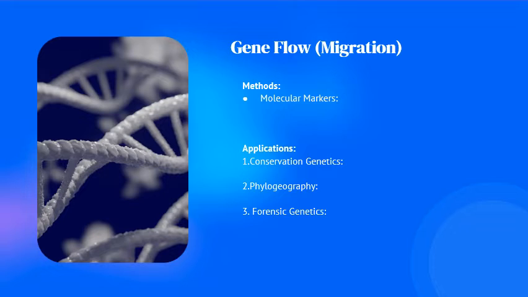Genetic structure studies contribute to our understanding of historical biogeography and population migration patterns. And number three, forensic genetics. Genetic structure analysis is used in forensics for human identification and tracing the origins of biological samples.